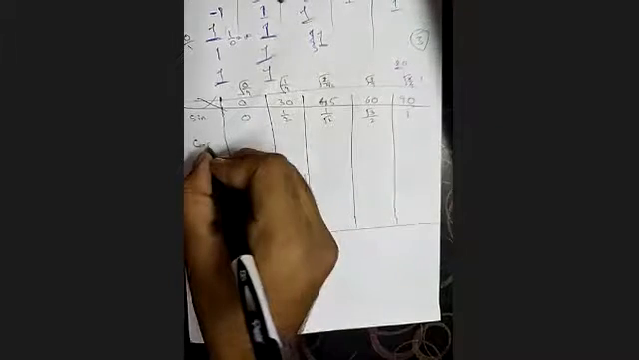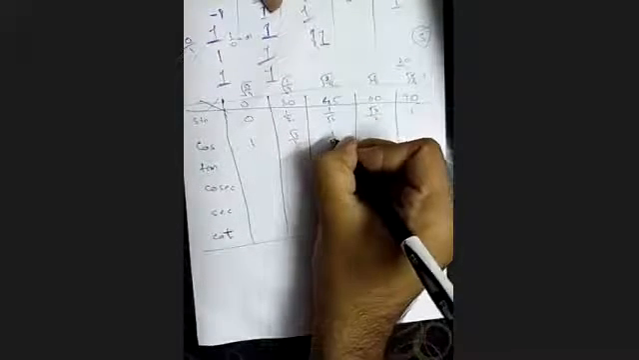Now cos theta. Cos theta is the reverse of sin theta. So just reverse it: 1, root 3 by 2, 1 by root 2, 1 by 2, 0. Just listen carefully.